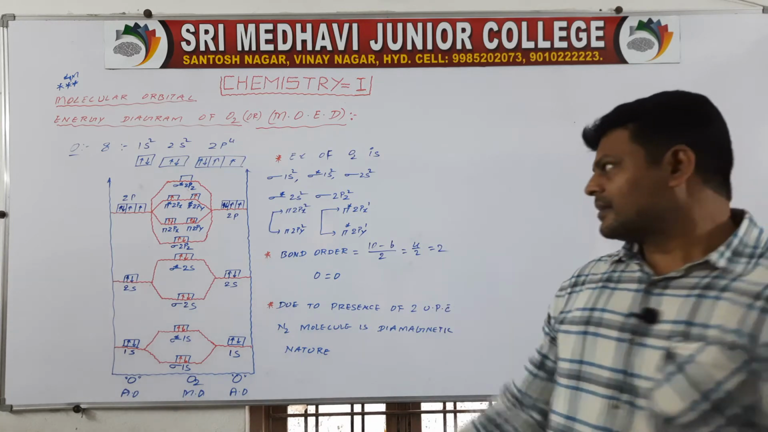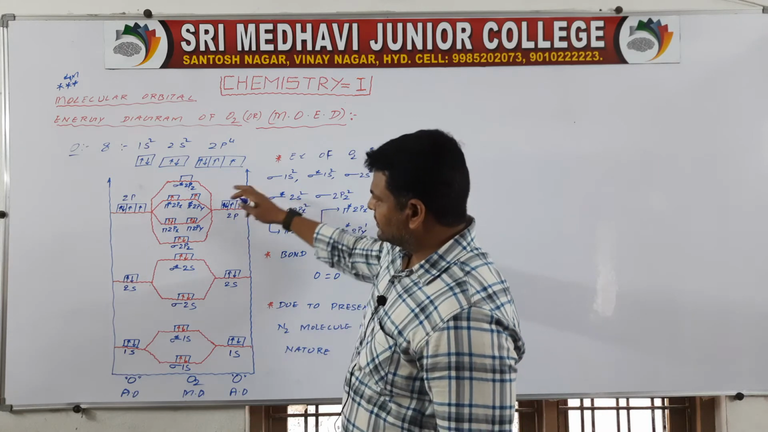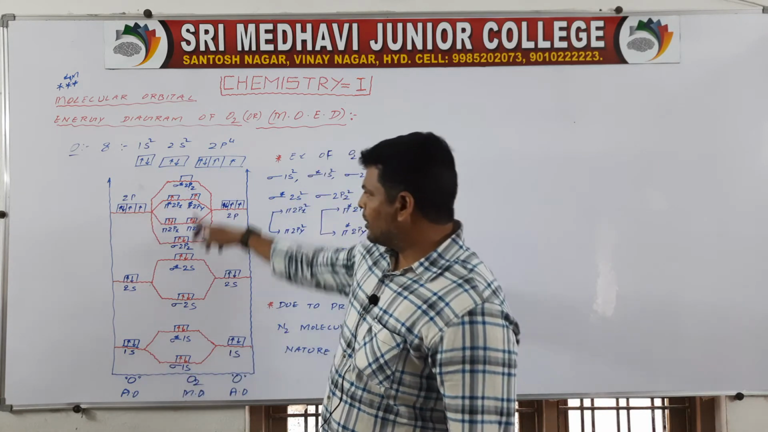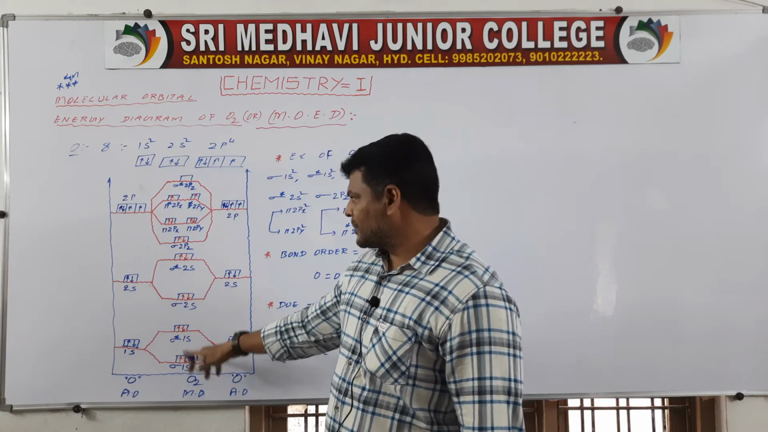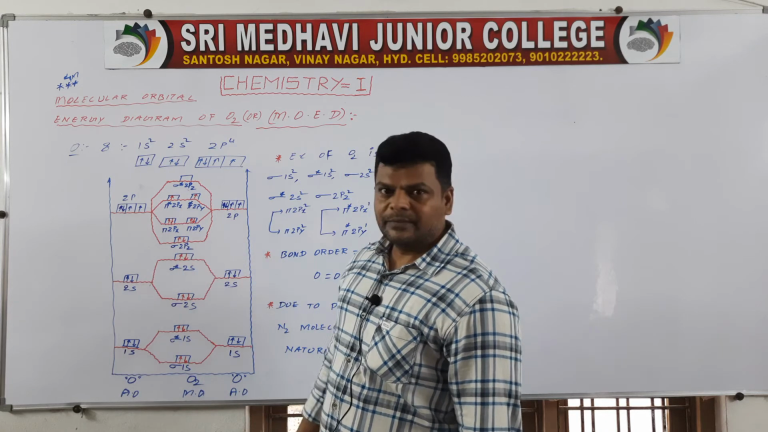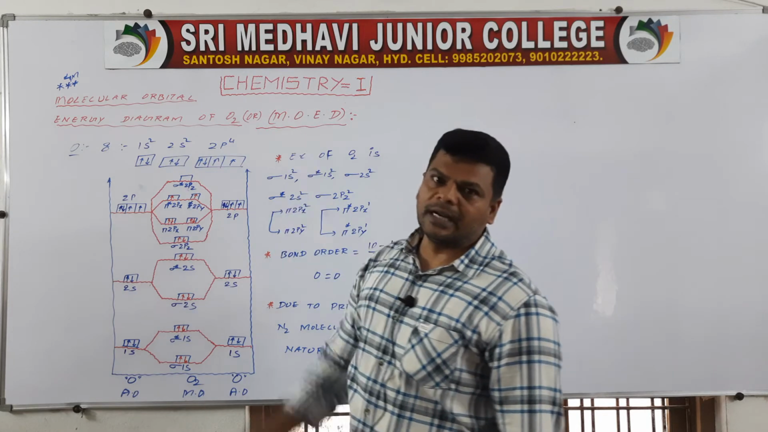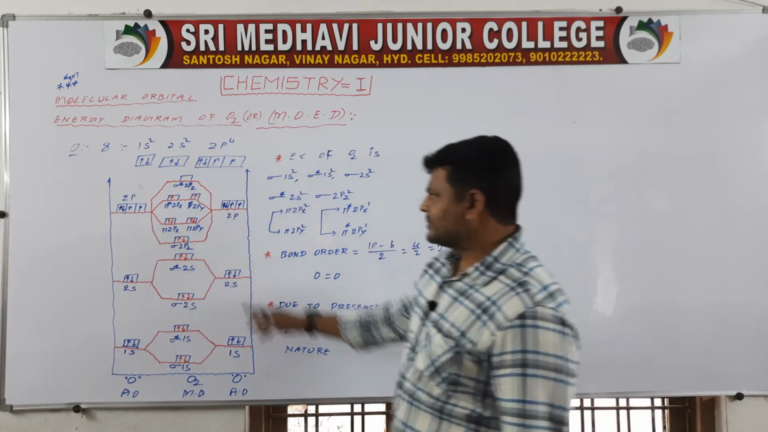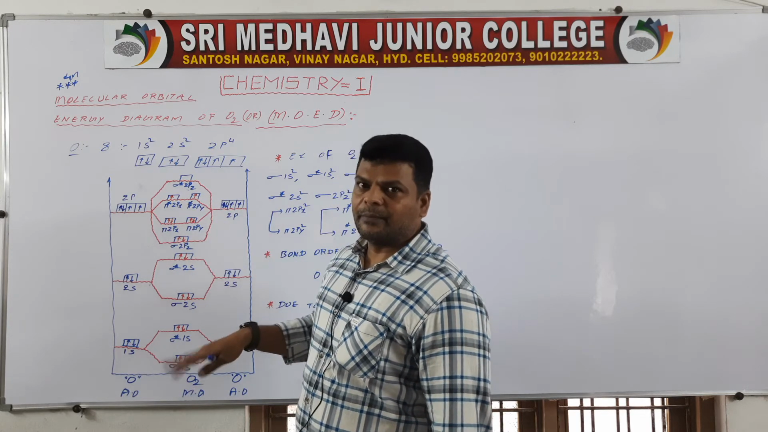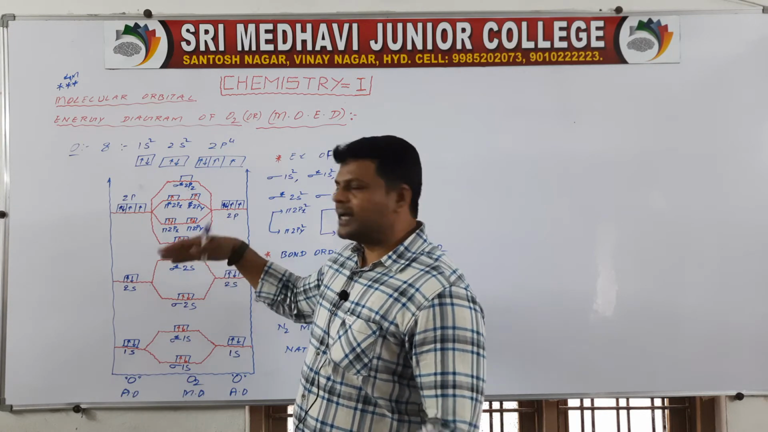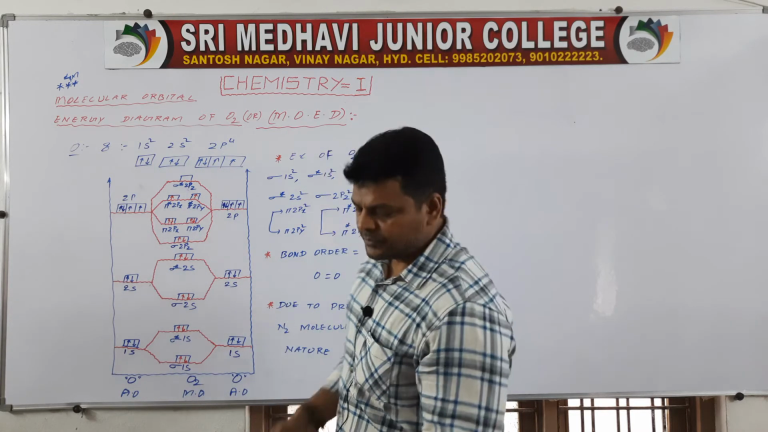So this is the way. Molecular orbitals are of 2 types: bonding and anti-bonding. Bonding is denoted by sigma, pi, delta, and anti-bonding is denoted by sigma star, pi star, delta star. The only difference here: 2pz is inside for nitrogen, here 2pz is outside. It means in the O2 molecule 2pz has low energy, in the N2 molecule 2pz has high energy.